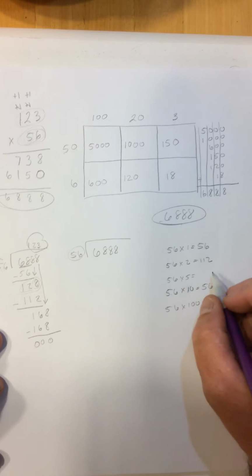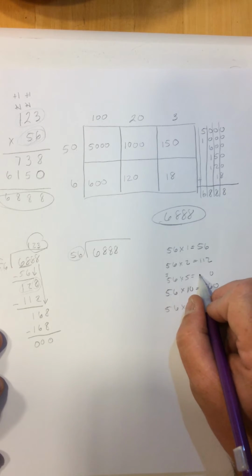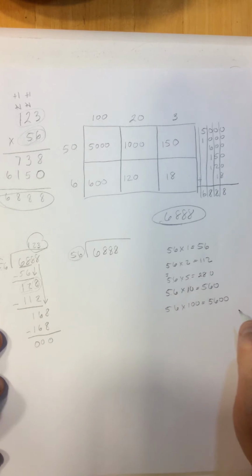Okay, now in the middle, I could do 56 times 5 just to have an extra number to work with. In this case, 5 times 6 is 30. I'm going to carry my 3 over. 5 times 5 is 25 plus 3 for 28. So 56 times 5 is 280.